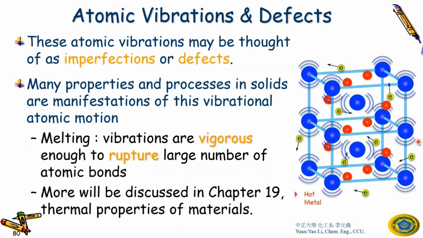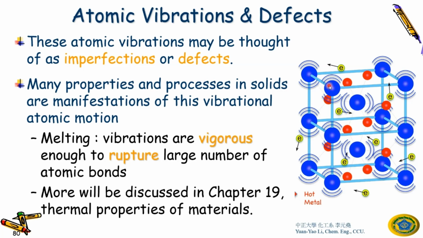For example, take the property of melting of a metal. The vibrations are vigorous enough to rupture large numbers of atomic bonds. So if you have a high temperature and the temperature reaches the melting point, the bonds will be lost. You break the bonds here and atoms will be vaporized, or they lose the bond and go from solid to liquid. So this is about thermal energy.